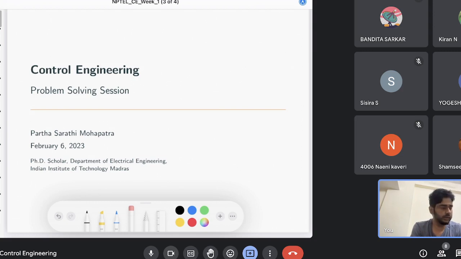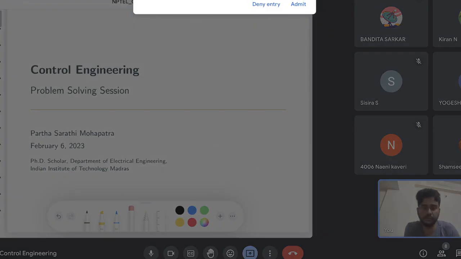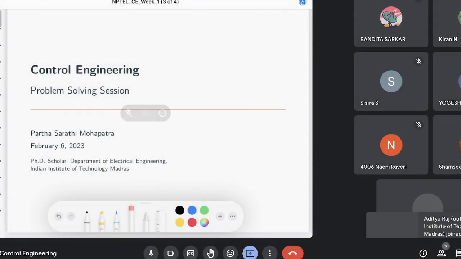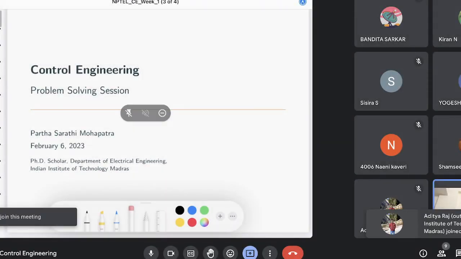In this session, we'll just discuss some basic problems, more specifically from week one content. Some very basic types of questions we'll discuss. I'm Parthasarthi Mahapatra, a research scholar at IIT Madras, and I will be conducting this live session.